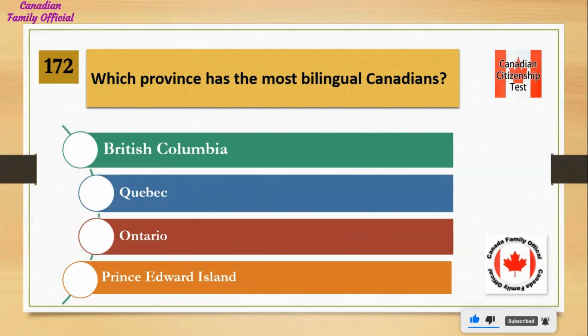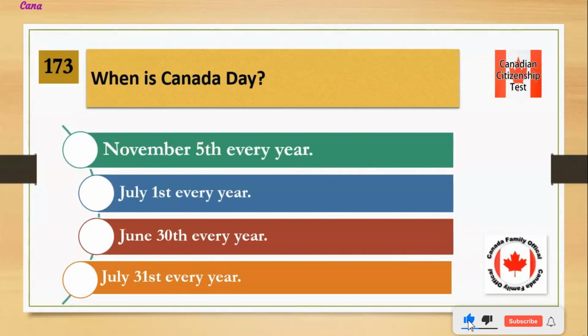Which province has the most bilingual Canadians? Number 1, British Columbia. Number 2, Quebec. Number 3, Ontario. Number 4, Prince Edward Island. And the answer is Quebec.